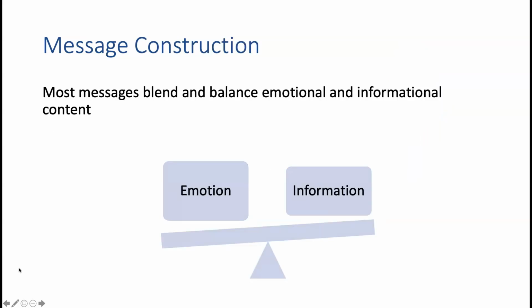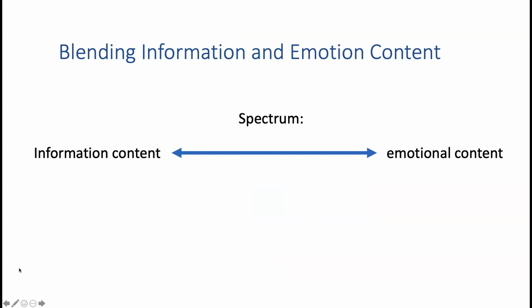Other parts of the message construction relate to the blend or balance of emotional and informational content. As mentioned in the previous lecture, our message can sometimes be very emotional, where we're trying to impact thinking and feeling, or sometimes we can be giving information so that people can make a rational decision. Your marketing messages don't have to be one or the other. They don't have to be all information or purely emotional. It can be a blend, and this is a kind of spectrum.